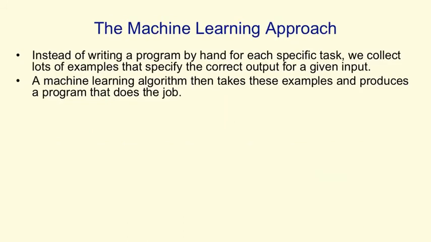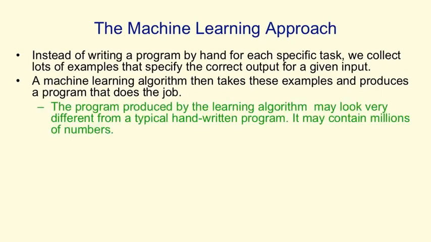The machine learning approach is to say, instead of writing each program by hand for each specific task, for a particular task we'll collect a lot of examples that specify the correct output for a given input. A machine learning algorithm then takes these examples and produces a program that does the job. The program produced by the learning algorithm may look very different from a typical handwritten program. For example, it might contain millions of numbers about how you weight different kinds of evidence.